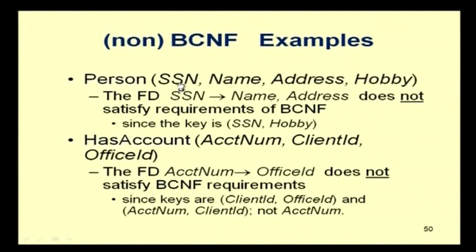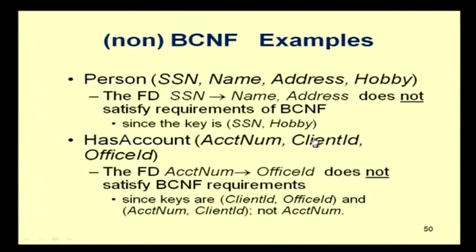If you look here, SSN, name, address is one and SSN, hobby is one. So, this SSN, name, address has to be put in one and all this along with SSN has to be put here. Now, again we are revisiting this: account number, client ID and office ID, account number, office ID is the functional dependency. So, what you will have to do is take account number, client ID and put it as another relation.